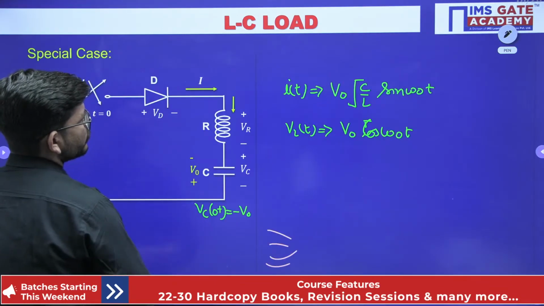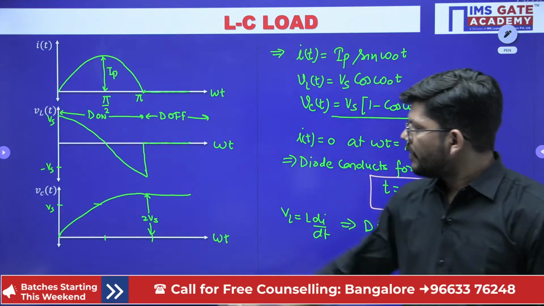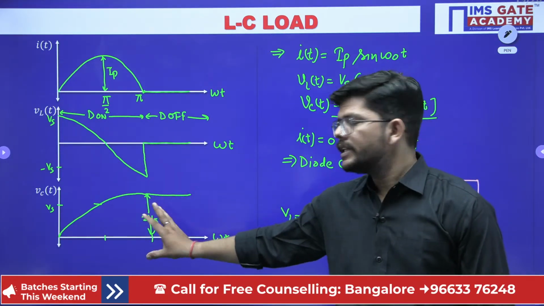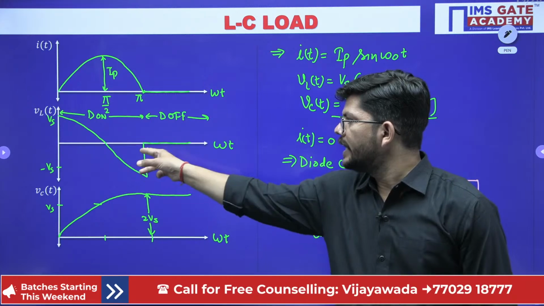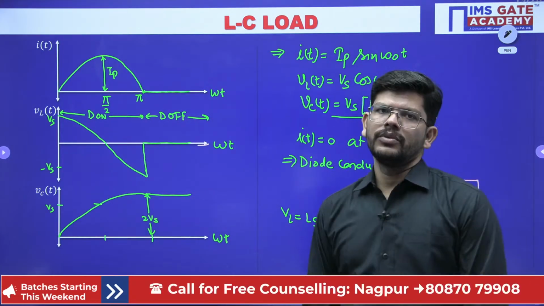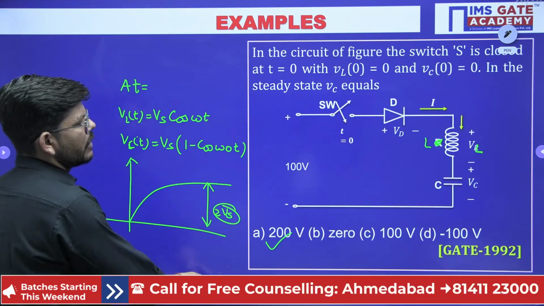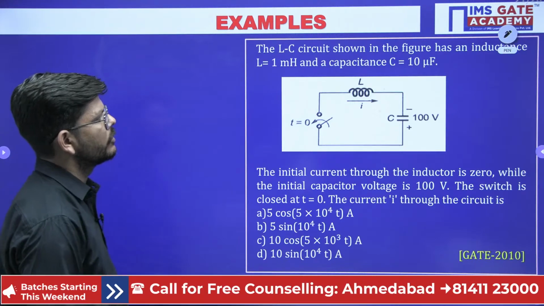in these waveforms. We have plotted these cases. Can you see here? And finally, what is the capacitor voltage? Finally, the capacitor voltage is 2 Vs. Finally, the inductor voltage is 0. Finally, the current is 0. Not Vs, 2 Vs. So just remember this fact, and you can get a problem done here.